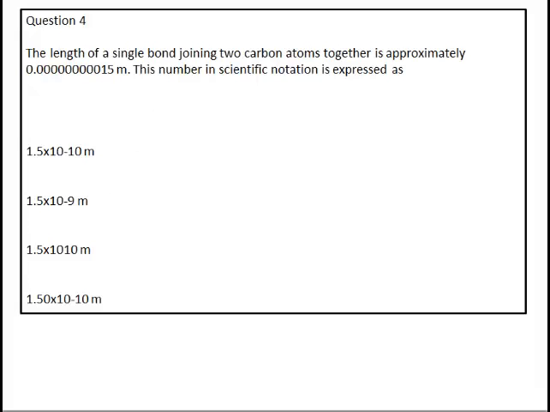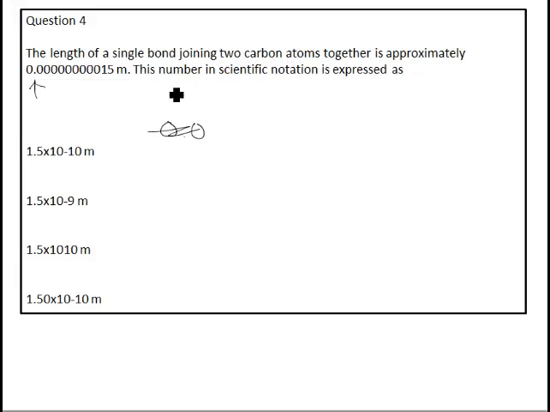So here is question 4 on graded homework 1. And it's the length of a single bond. It just gives us a number, a measurement. And that is 0.0, a lot of zeros here. I'm not even going to draw it out, because I'll mess it up. There's the decimal.